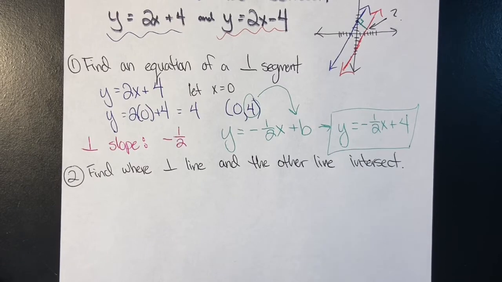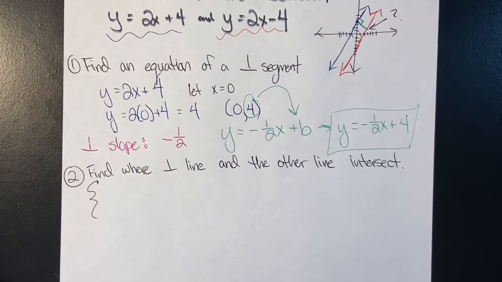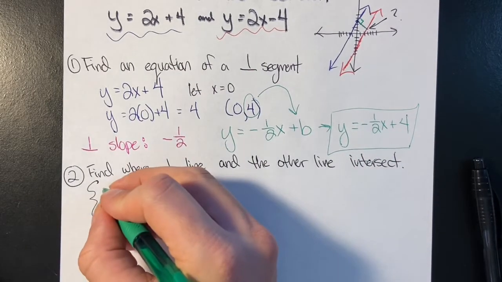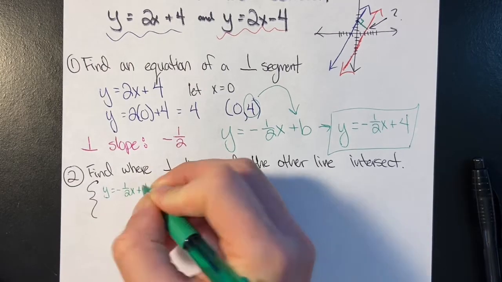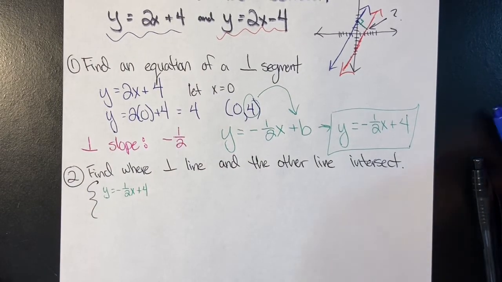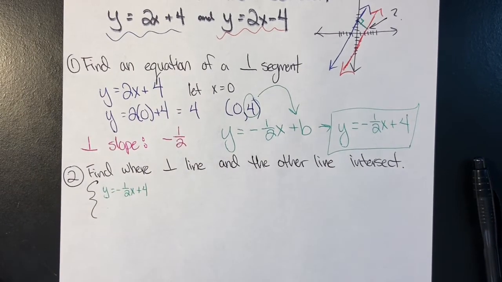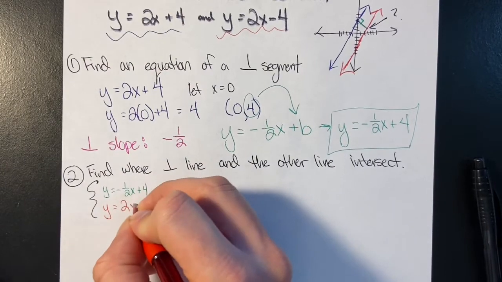How do I do that? Well, I make myself a system of equations. My perpendicular line was y equals negative 1/2 x plus 4. My other line was y equals 2x minus 4.